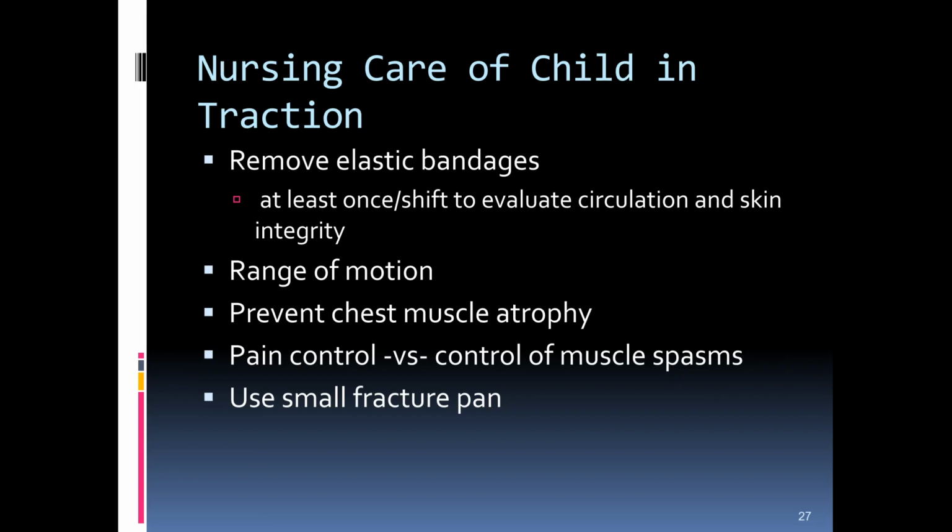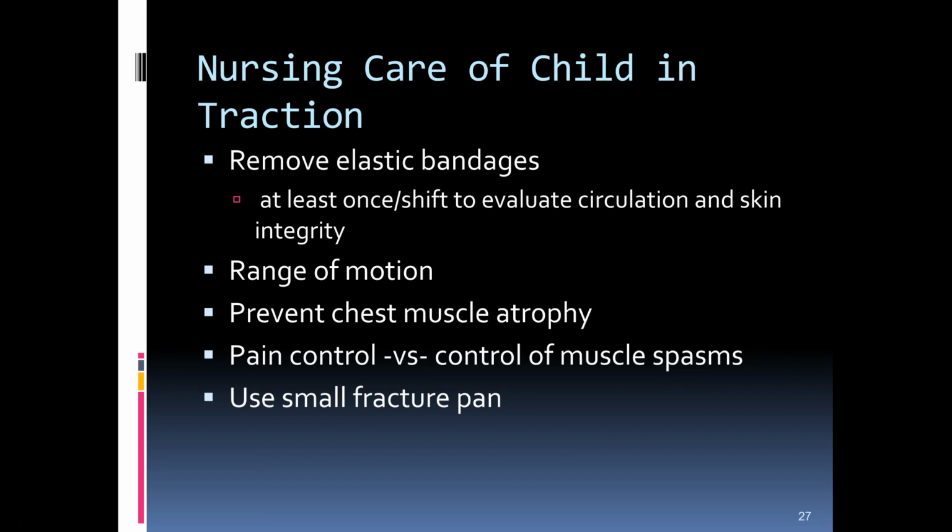Or, you know, if both of their legs are involved, then you're going to do range of motion with just their arms. To prevent chest muscle atrophy, you kind of got to get creative, blowing bubbles. If you can teach them how to use incentive spirometry, you can do that. Bubbles probably going to be your better option.